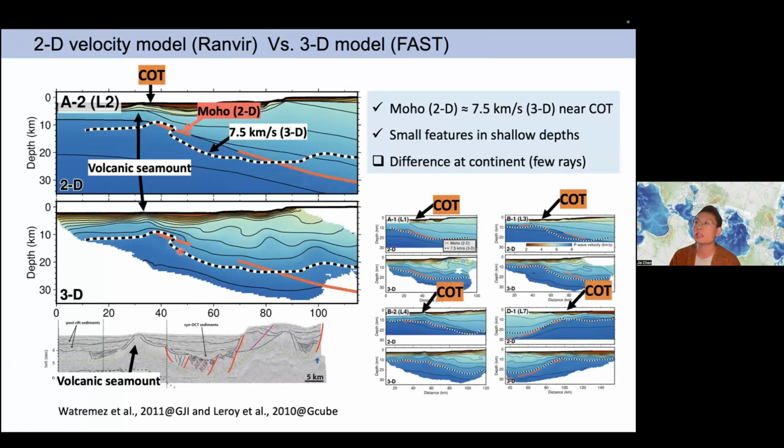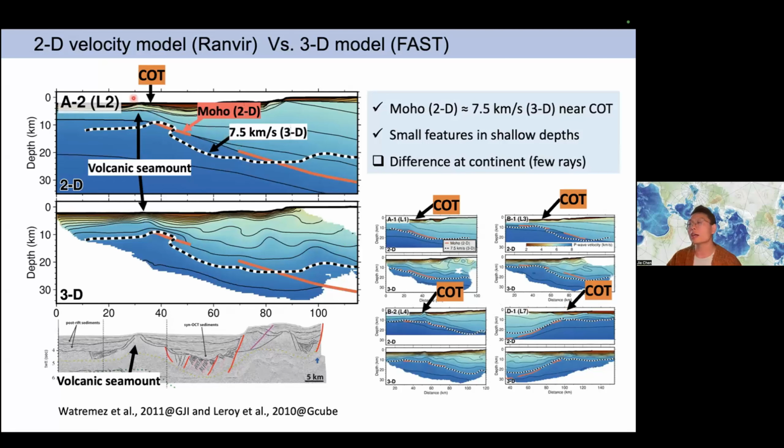Because in our 3D model, which is a first-arrival tomography, we don't have the PmP to constrain the Moho. So here we compare both the Moho in 2D and the 7.5 kilometer per second contour in our 3D model. They are very close near the COT, and in other profiles we can see a similar pattern. Near the COT, the Moho is comparable to the 7.5 kilometer per second contour.